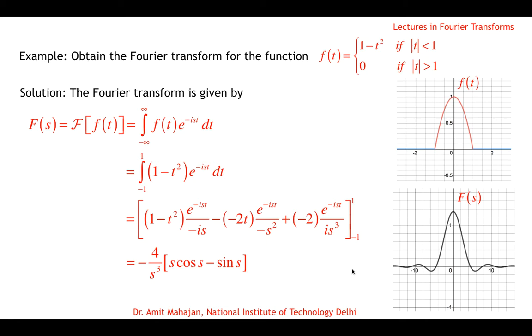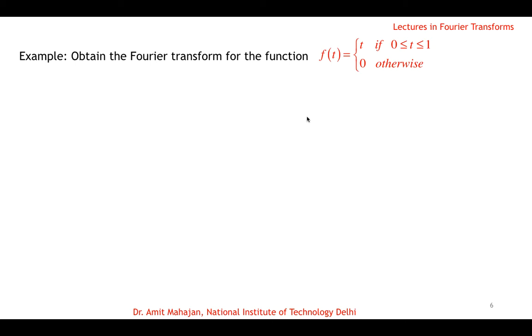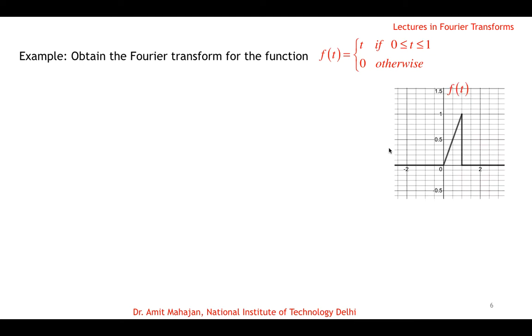The transform may not always give a real function; it can be complex. So I will give you one example of that too. Obtain the Fourier transform for the function f(t) where the function is t in 0 to 1 and 0 otherwise. Given this function, from minus infinity to 0 it is 0, and from 1 to infinity it is 0. Only between 0 and 1 the function value is t.